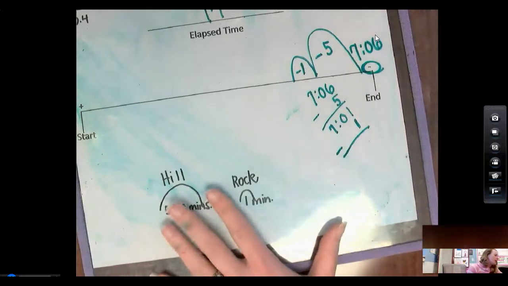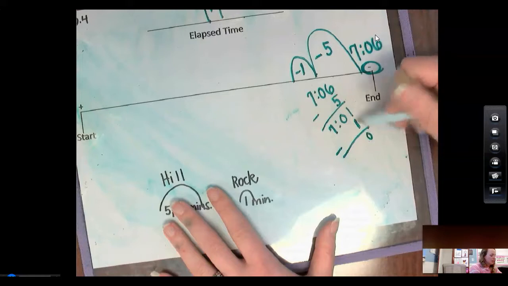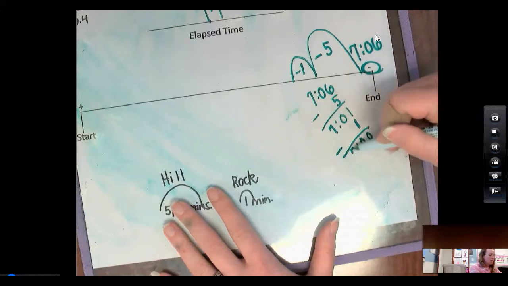Okay? And if I don't do that, then we'll be all messed up because telling time is either in 60s or double zeros. So 1 minus 1 is 0. Drop my 0. Drop my 7.